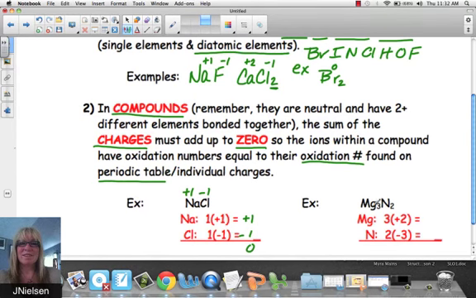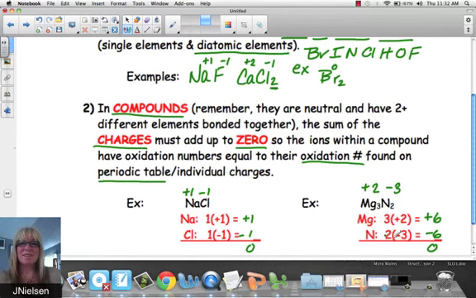Over here, Mg is +2. There's 3 of them in this compound, so 3 times +2 is +6. And N has a -3 charge, and there's 2 of them. So 2 times -3 is -6, and that equals 0.